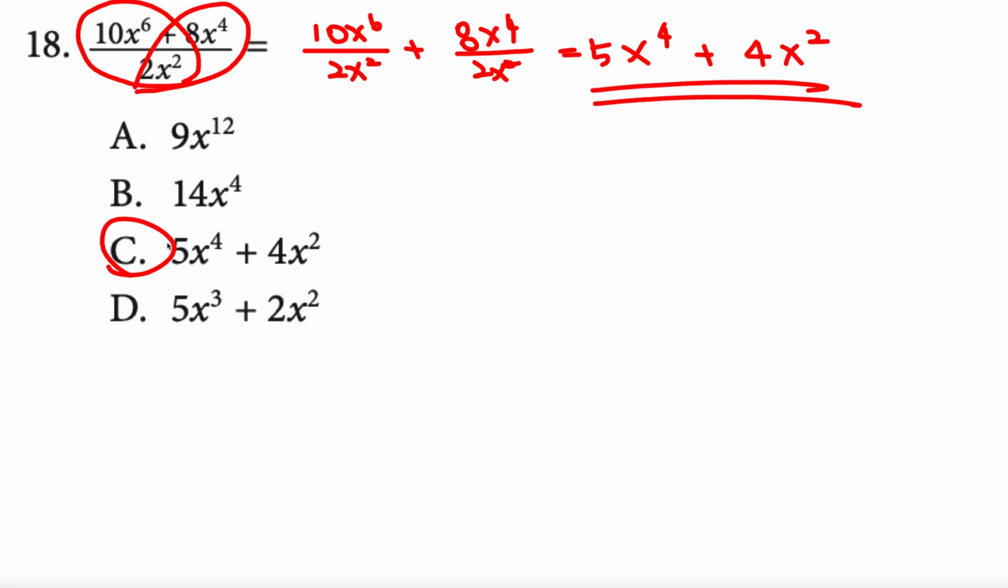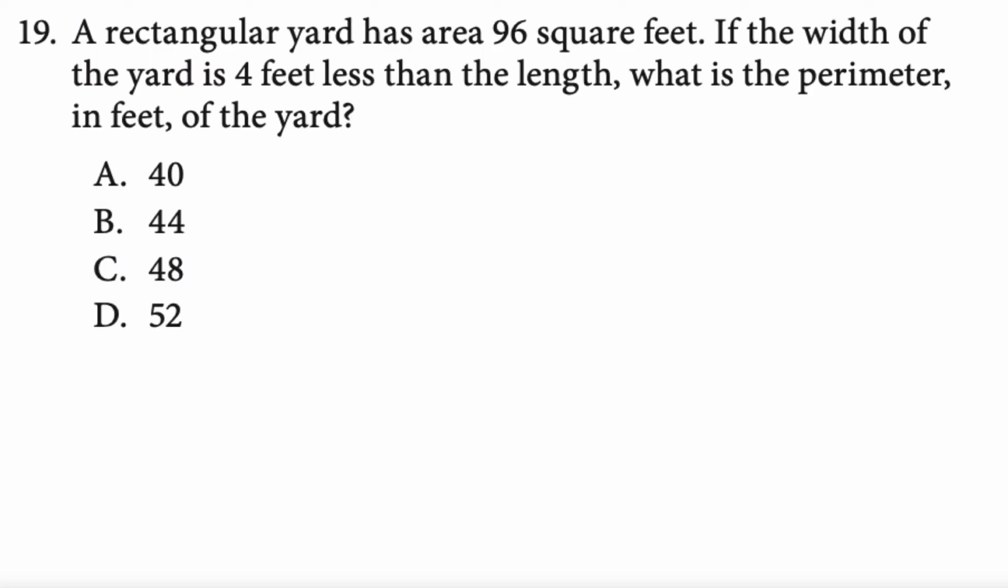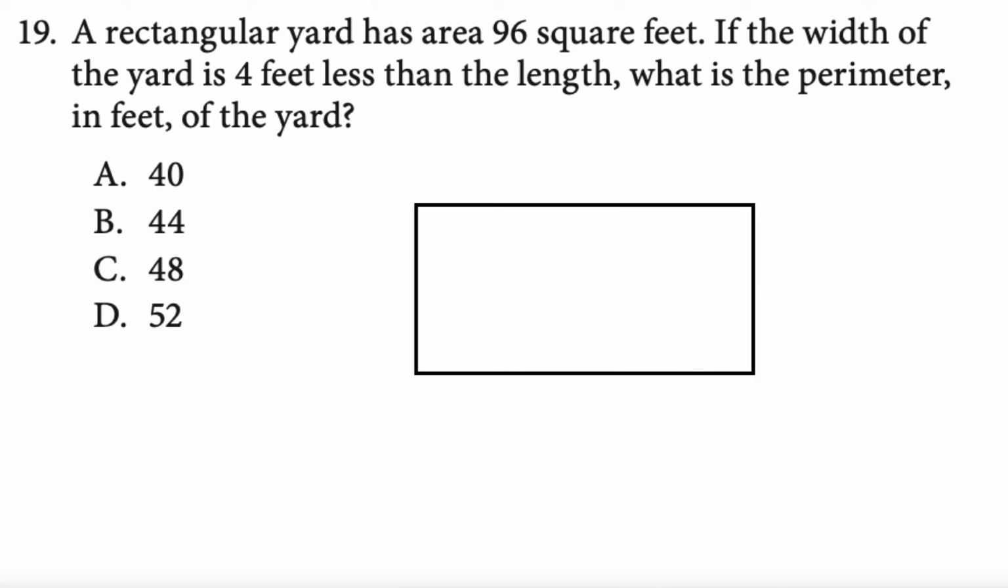Alrighty, let's look at the next question, number 19. A rectangular yard has area of 96 square feet. So I have a rectangle of some sort, and then area is 96. The width of the yard is 4 feet less than the length.